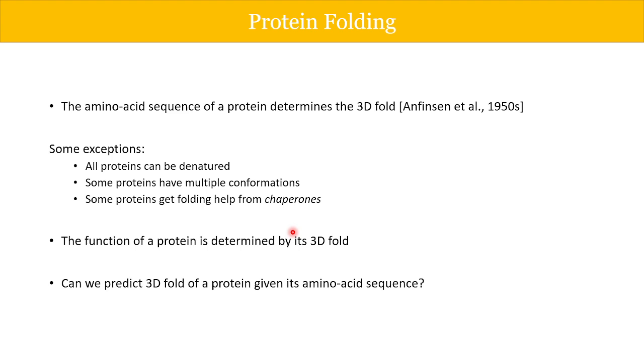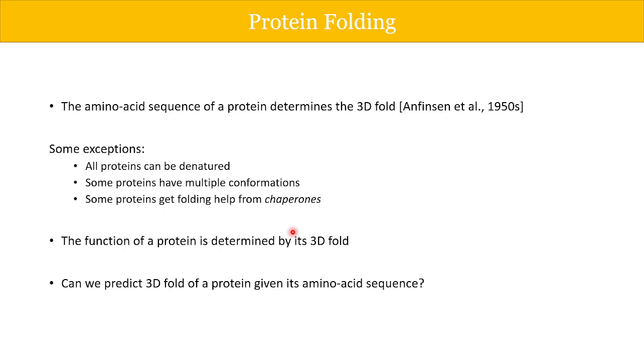So what are some exceptions? All proteins can be denatured. Some proteins have multiple conformations that are difficult to predict, so you need to use some computational methods to get an idea about the stability and which conformation of the protein is more stable. And there are some proteins that fold with the help of chaperones. You need chaperones or some driving force to allow the folding of the protein. And the function of the protein is determined by its 3D fold.